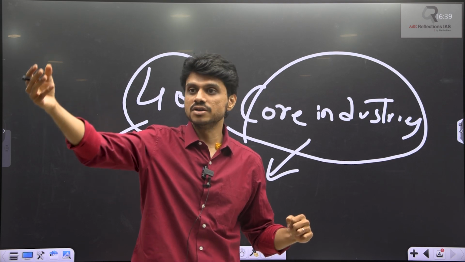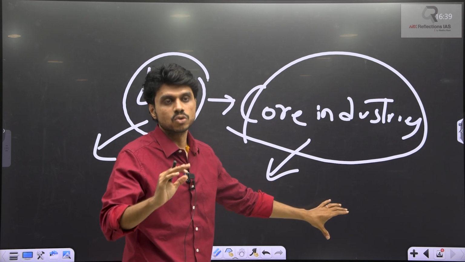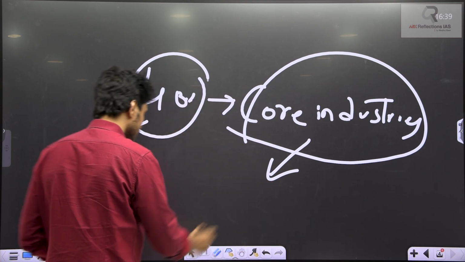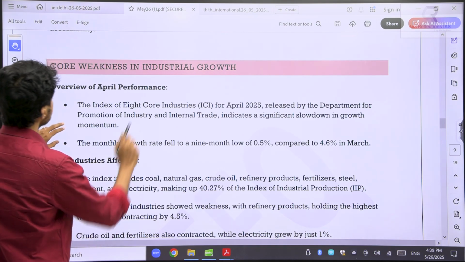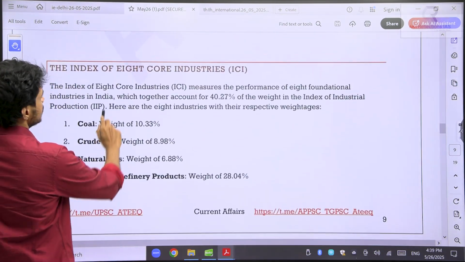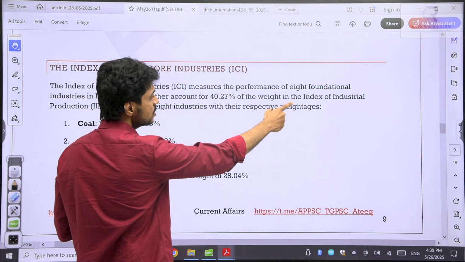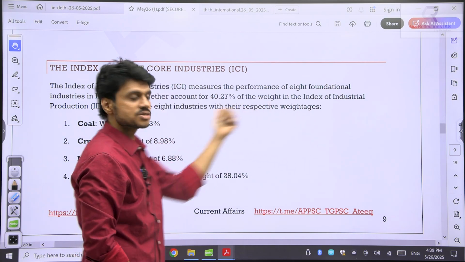Electronic industry, refinery industry, and within those industries also certain industries are very core. Their growth tracking is very important. So this is what we have done. Now this is very important. See, it's the index of 8 core industries which accounts for 40% of the total weight in the index of industrial production.